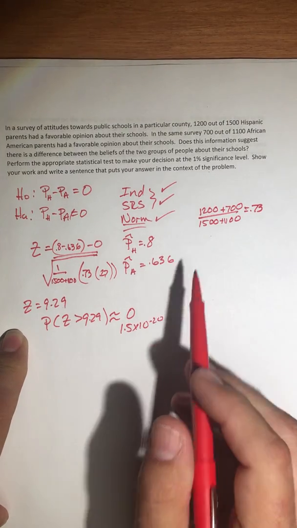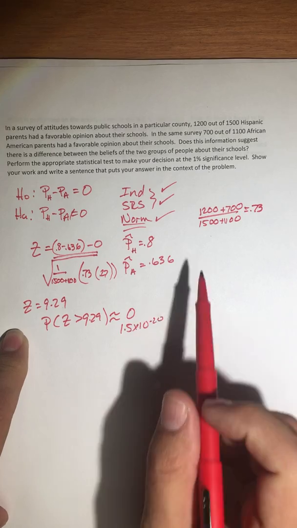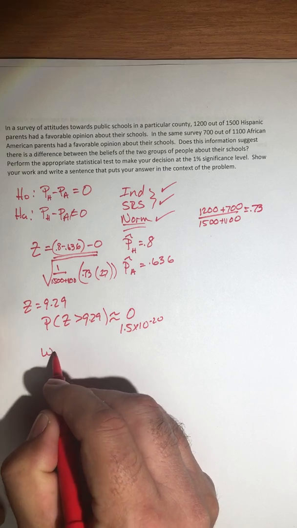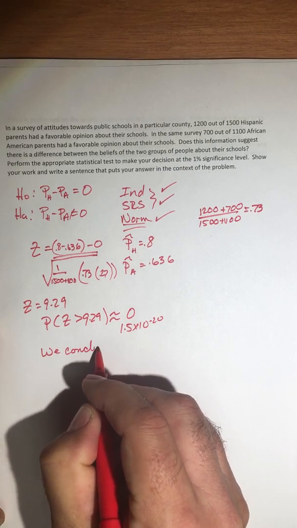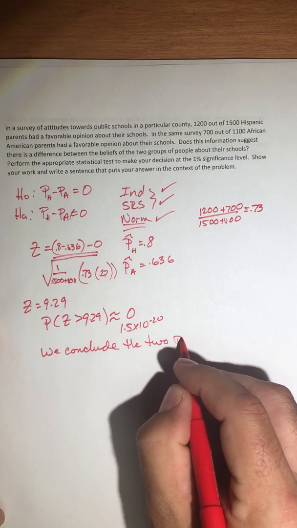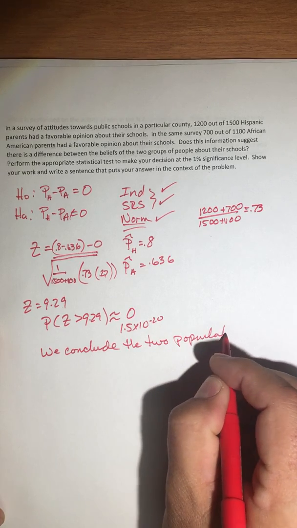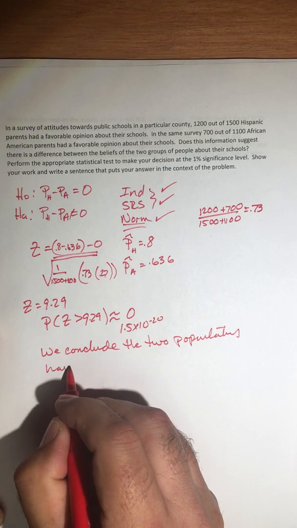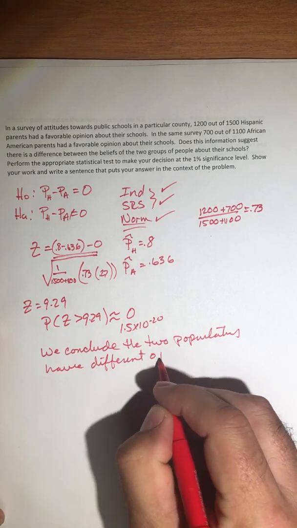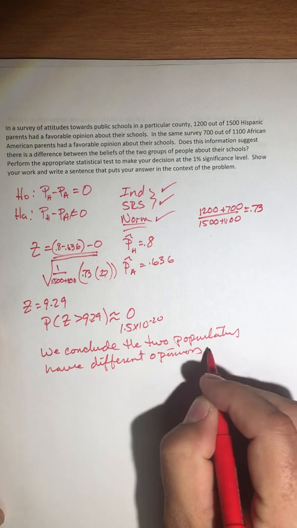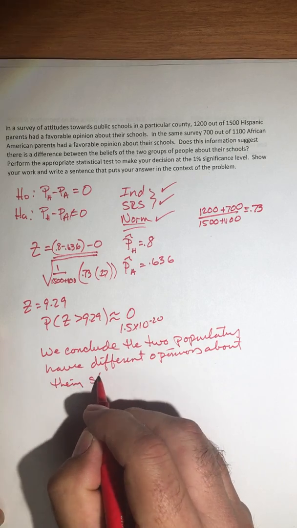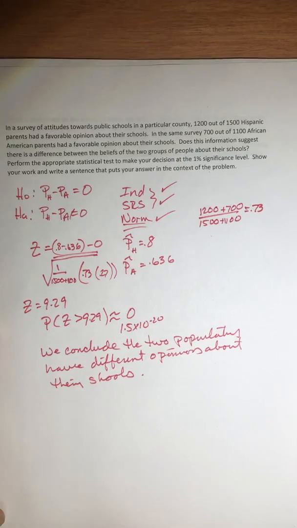All right, so what decision do we make? This is a tiny p-value, obviously smaller than 1%, therefore we reject the null, and we conclude the two populations have different beliefs or different opinions about their schools. And we're done.